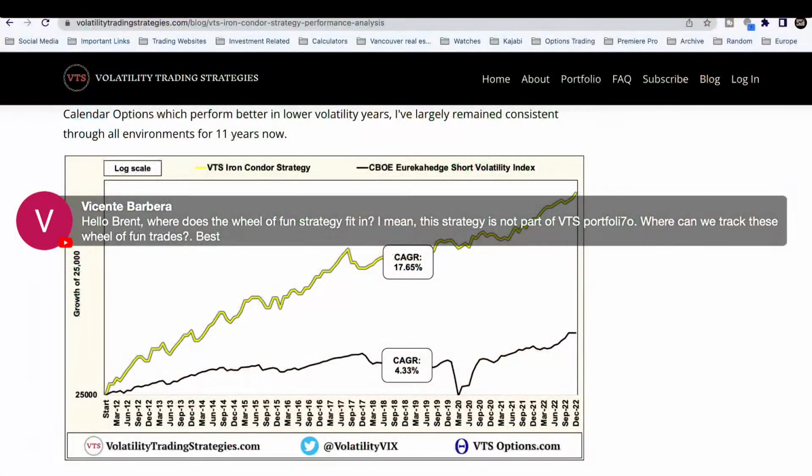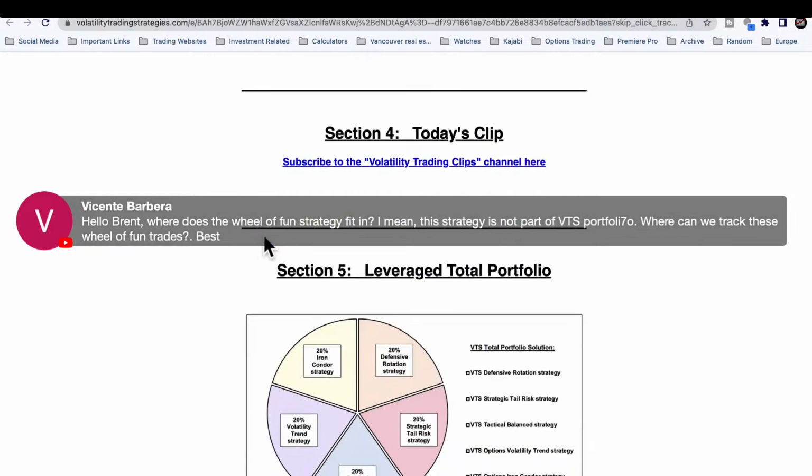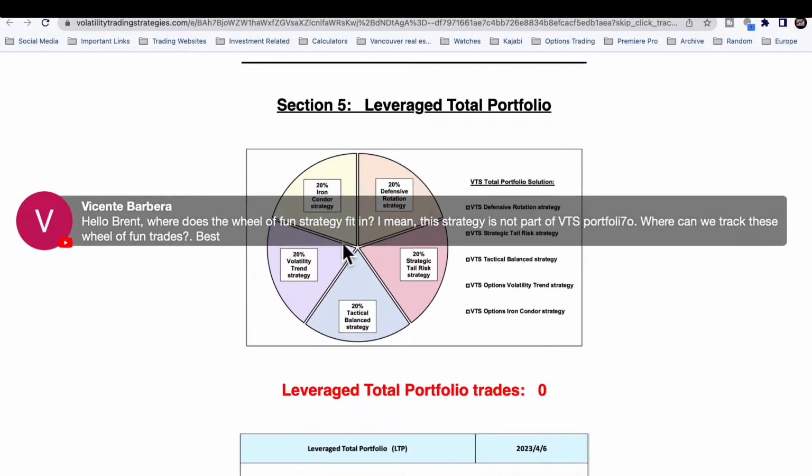Okay. Where does the Wheel of Fun strategy fit in? The strategy is not part of the VTS portfolio. Where can we track these trades? So good question. You are correct. It is not part of the VTS portfolio. I showed you the actual portfolio. You know this. You're in the community. 5 strategies, 20% each. None of them say Wheel of Fun.